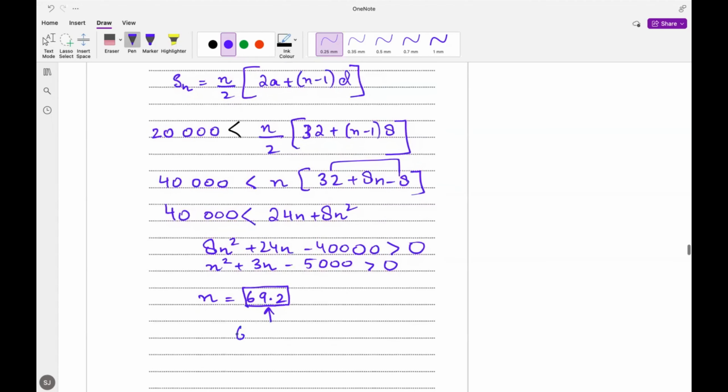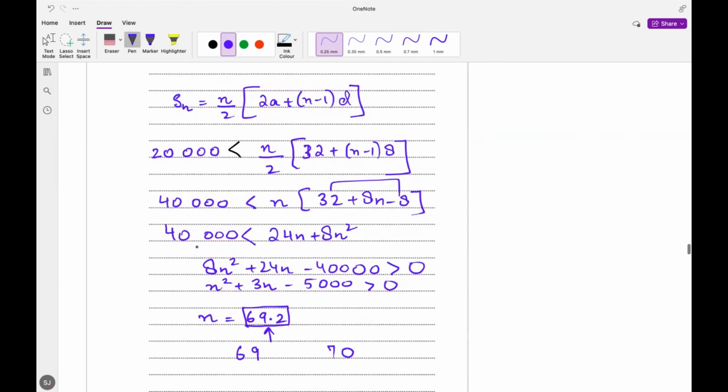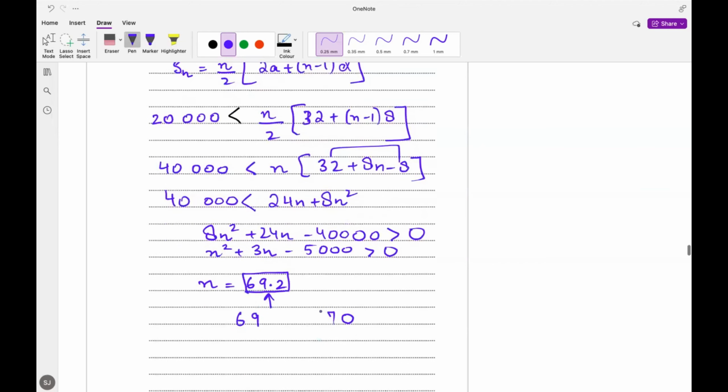Either we can take our answer as 69 or we can take our answer as 70. Now at 69.2, the sum is 20,000, which means if we take 69, the sum will be less than 20,000. So we'll say that the number of terms must be at least 70 so that the sum exceeds 20,000.